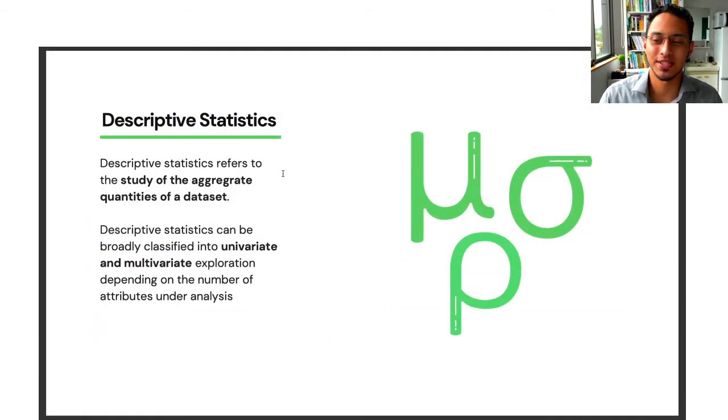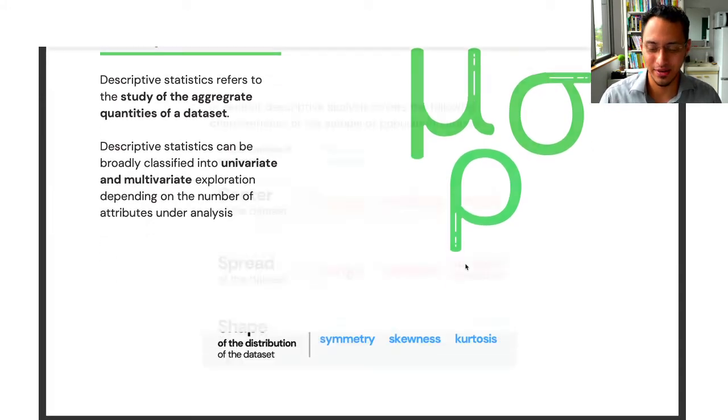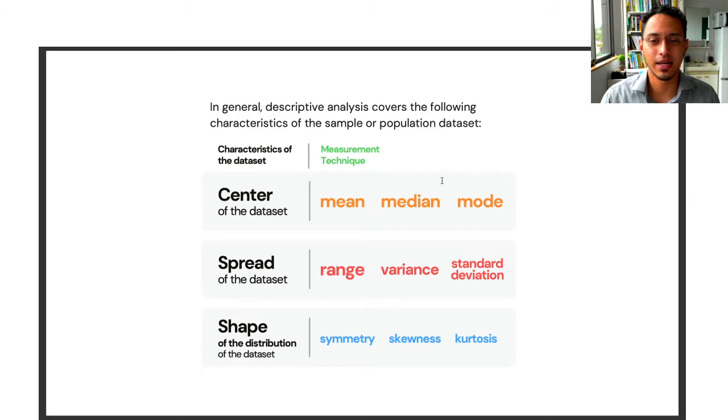So descriptive statistics refers to a study of the aggregate quantities of the data set. We want to squeeze the information into very few numerical values. It can be broadly classified into univariate and multivariate exploration, depending on the number of attributes. If you're familiar with mu, sigma, rho, or R correlation, you might not need this part of the lesson. But anyway, in general, descriptive analysis covers the following characteristics of the sample or population dataset.